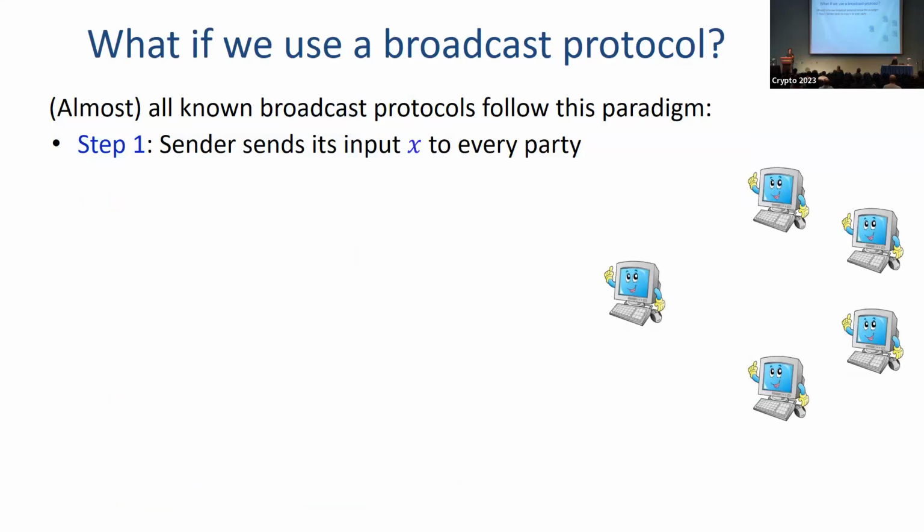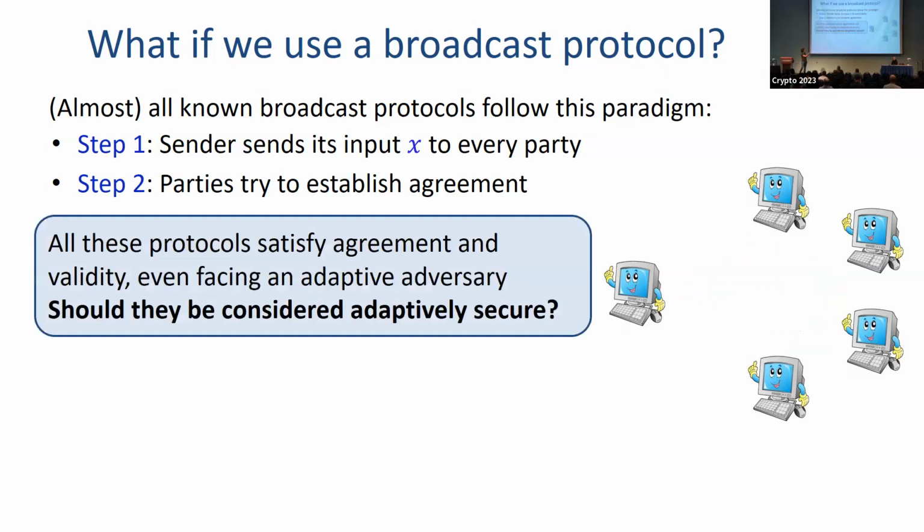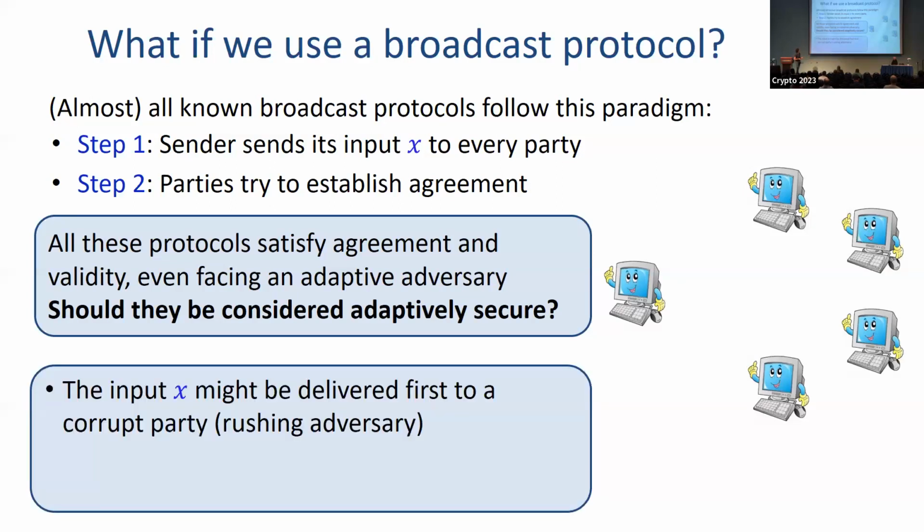What happens when we use a broadcast protocol instead of a broadcast channel? Most broadcast protocols in the literature follow this paradigm. We start with the sender that sends its input to everyone, and then the parties want to reach agreement on what they saw. Such protocols normally achieve agreement and validity, even facing adaptive adversaries. But when we look at adaptive corruptions, there can be other attacks that are not captured within those properties.